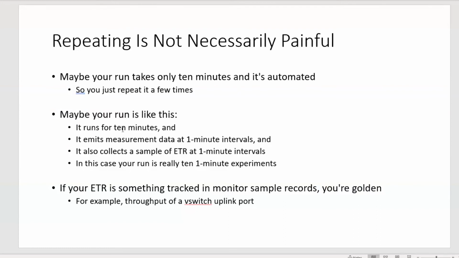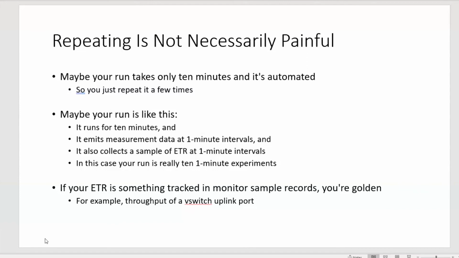Maybe the experiment runs for 10 minutes, but the monitor sample interval is set for 1-minute intervals. A naive person would say that's one experiment that ran 10 minutes. But it's not. It's really 10 experiments that ran one after another at 1-minute intervals. So if you can collect an ETR at every monitor sample interval and do calculations for every monitor sample interval, all of a sudden you have the 10 samples that you need, and you didn't expand your measurement time at all. And that's something that we need to keep in mind.